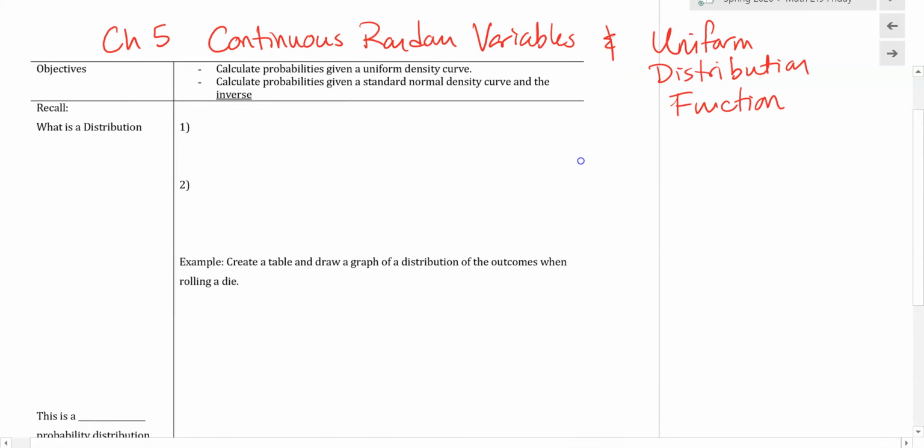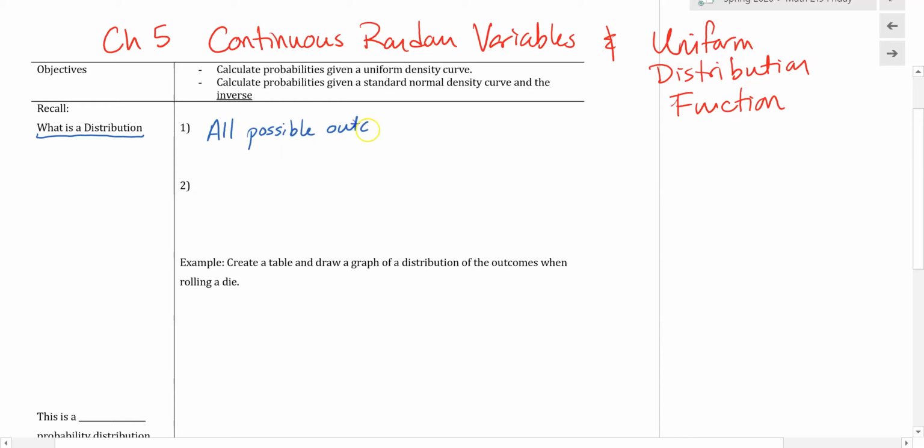So again, let's just remind ourselves, when someone asks you, what is a distribution, what 2 things are we going to tell them? Remember, a distribution includes all possible outcomes that can occur from some event, and then it's going to be the frequency or probability of each value. Since we're talking about a probability distribution, then it would be the probability of each event occurring.